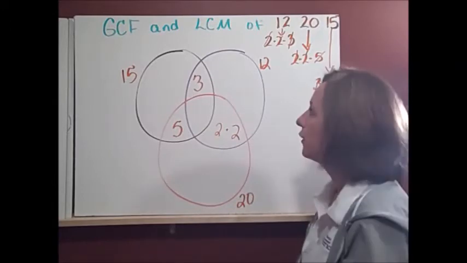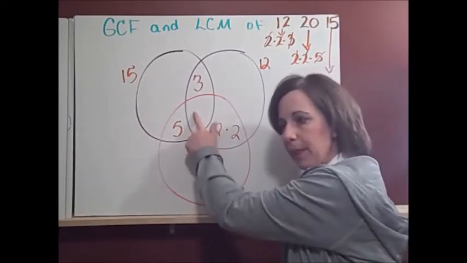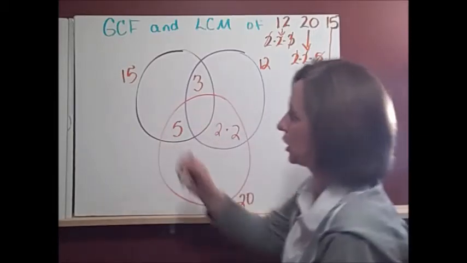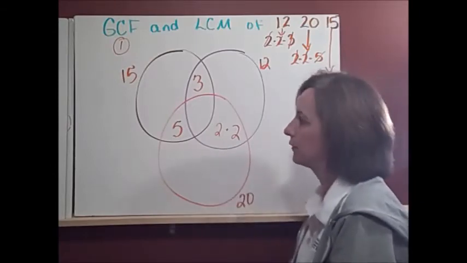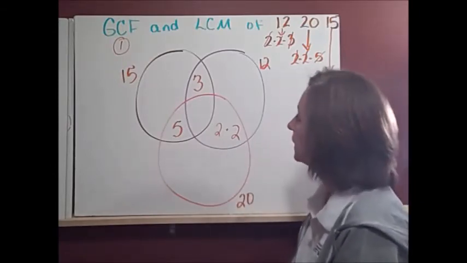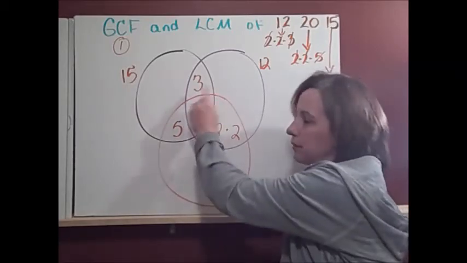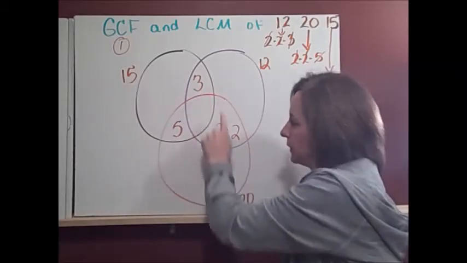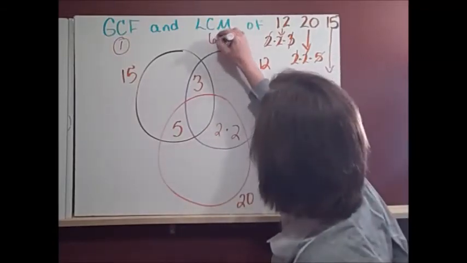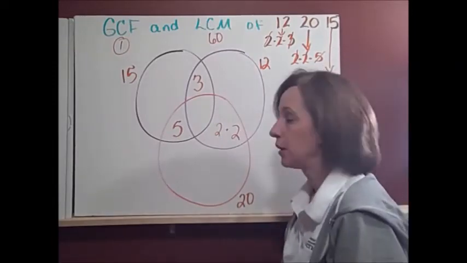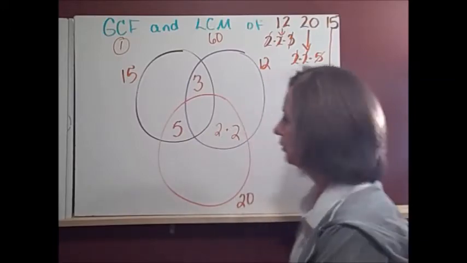So, the greatest common factor, if there's nothing in the middle, the only thing that they share is 1. The greatest common factor of 15, 12, and 20 is 1. The least common multiple is multiply. 5 times 3 is 15, times 2 is 30, times 2 is 60. So, when your common circle is empty, your greatest common factor is 1.